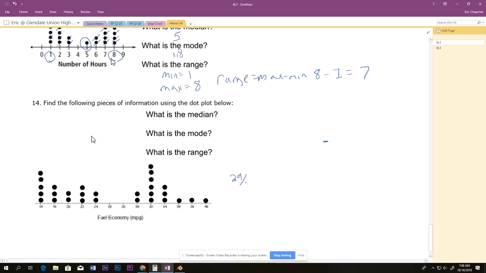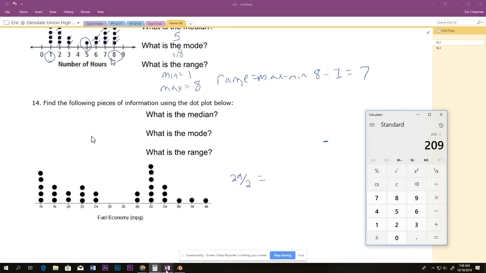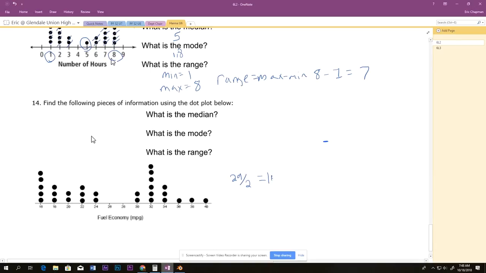So I'm going to take 29 and divide it by 2 to find the middle. 29 divided by 2, and we get 14.5. So I'm going to count up or down 14 numbers. 1, 2, 3, 4, 5, 6, 7, 8, 9, 10, 11, 12, 13, 14. So 24 is the number in the middle. Don't believe me? Count 1, 2, 3, 4, 5, 6, 7, 8, 9, 10, 11, 12, 13, 14. It's 14 on either side of 24. So that means our median equals 24.